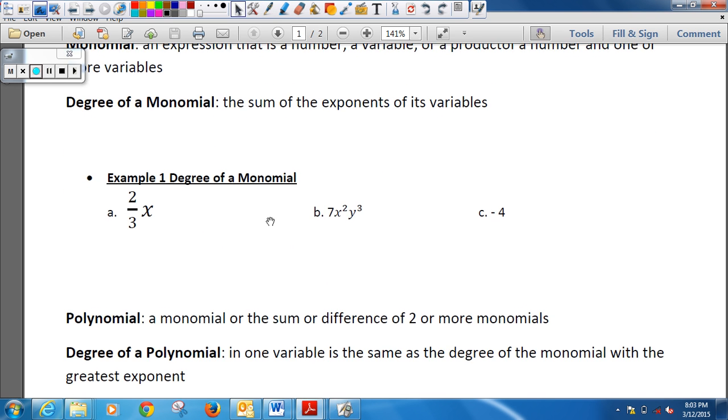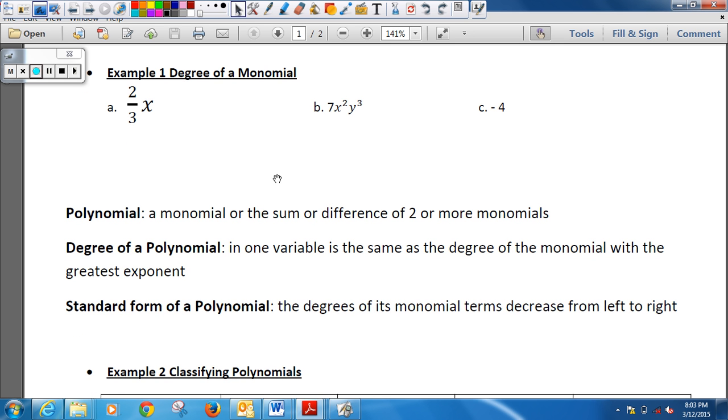Example 1 is asking you to find the degree of the monomial. Remember, if there's no exponent, the exponent is 1, so this is a first degree. Here we have 2 and 3, and it's the sum of that, so this is a fifth degree monomial. And this does not have a variable at all, so that is a 0 degree monomial.